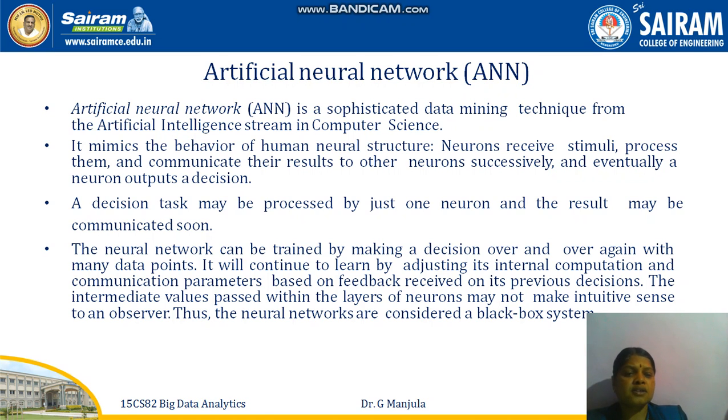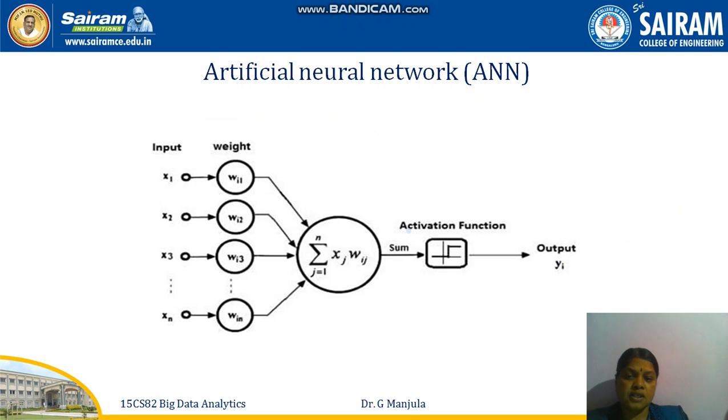The next neuron will process it, compile it, generate a result, and that result will be communicated to the other neuron. So this is called the pipes and filters category. That is about the data mining technique, artificial neural networks. Now you can see here, there are inputs from x1 to xn, so there are n inputs.